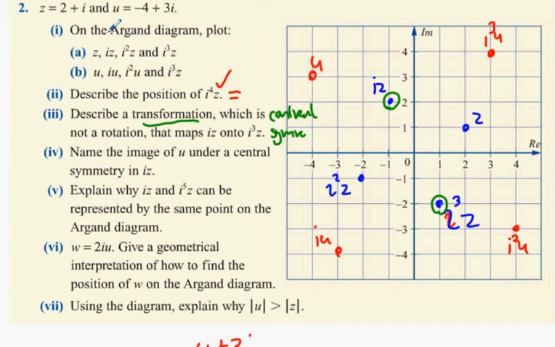Okay. Name the image of u under central symmetry in iz. Now, where is u located? u is located here. And it says central symmetry in iz. Where's iz located? Beside it there. Now, central symmetry would mean what, guys? Go down 1 across 3, and then go down another 1 across 3. What is the image of u in iz?